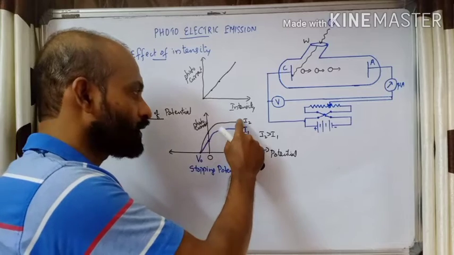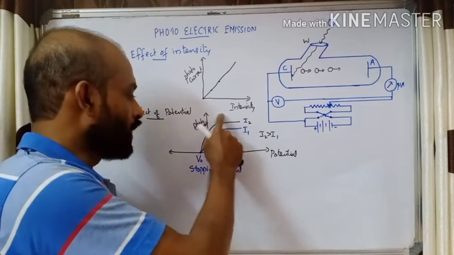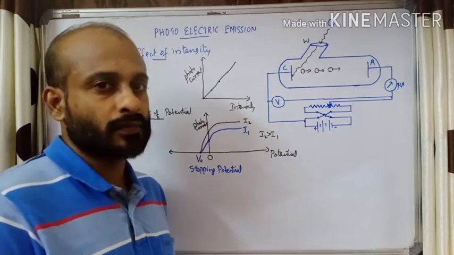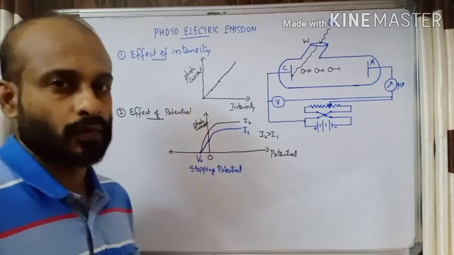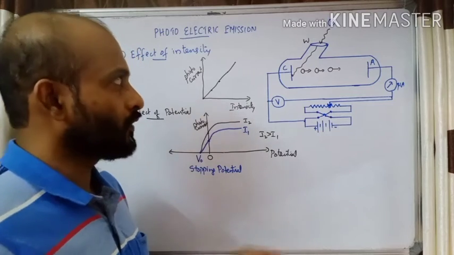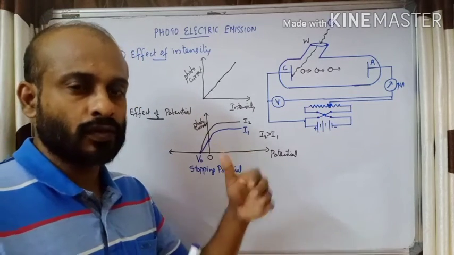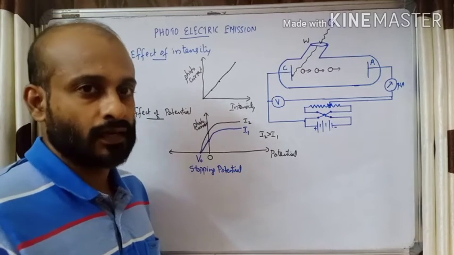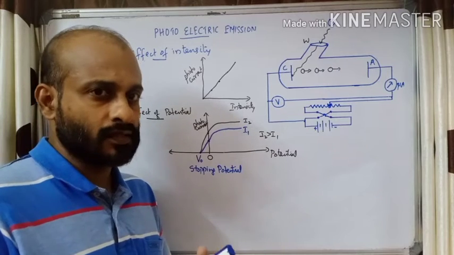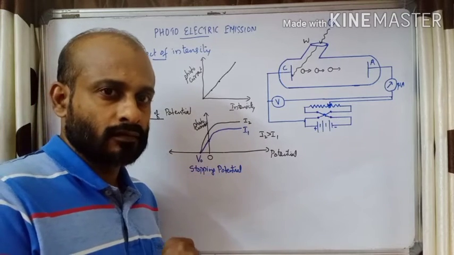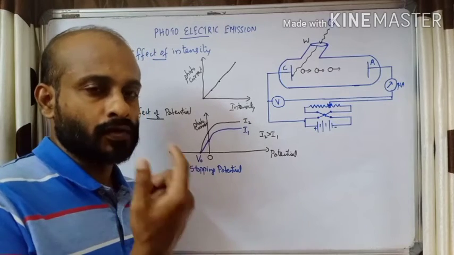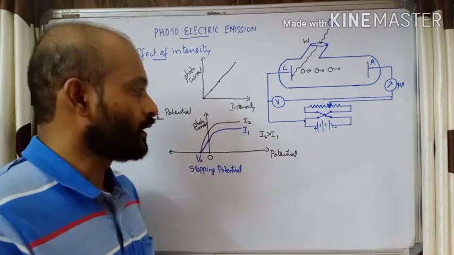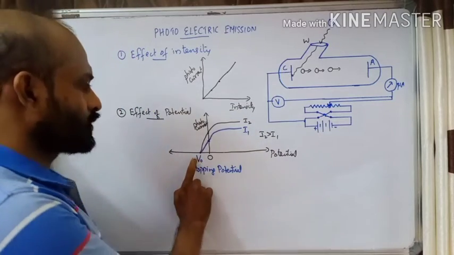For the different intensities of light, we have drawn these two graphs. But the stopping potential is independent of the intensity. There is no relation between the intensity and the stopping potential. So what we need to understand from this is, even if you increase or decrease the intensity of light, the energy of the light does not change. When we increase the intensity, if you consider a wave, the amplitude will increase. When amplitude increases, intensity also increases. But it does not increase the energy.